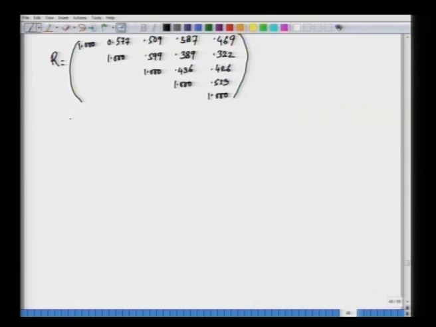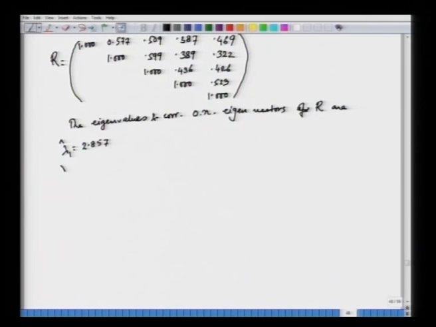And we calculate the eigenvalues from this matrix. So, the eigenvalues and corresponding orthonormal eigenvectors, that is all we need to get the sample principal components. The corresponding orthonormalized eigenvalues are: lambda 1 hat is 2.857, lambda 2 hat is, of course, what we said in the very beginning, that they are in decreasing order.